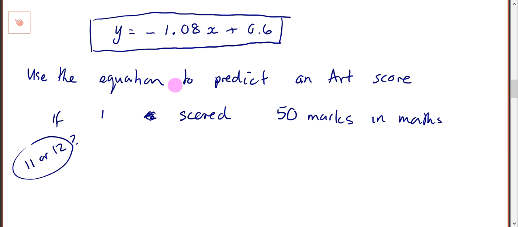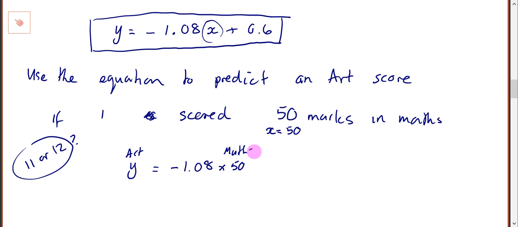Well done. So the x is the 50. Let's use the equation and replace the x. So y, which is the art score, is equal to negative 1.08 multiplied by x, which is 50, that's the maths score, and then plus 0.6. Go for it, you work it out. Let's see whether we can get somewhere between 11 and 12.